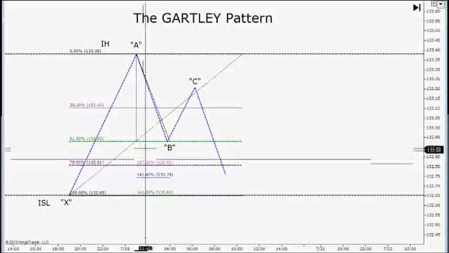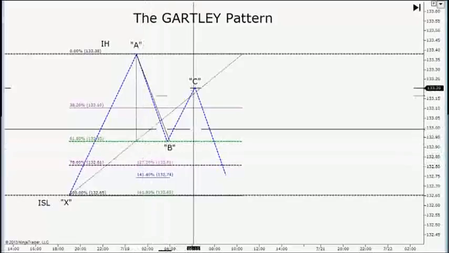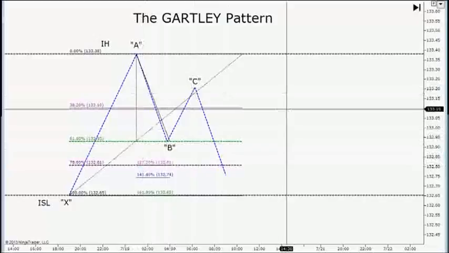Now we have an absolutely perfect Gartley. We tapped the 618 on the nose and we tapped the 618 on the nose. It's not always going to happen that perfectly because markets are imperfect. But this is what we're looking for. We're looking for 618, 618, 127 extension with 786 ratio confluence. Yes?